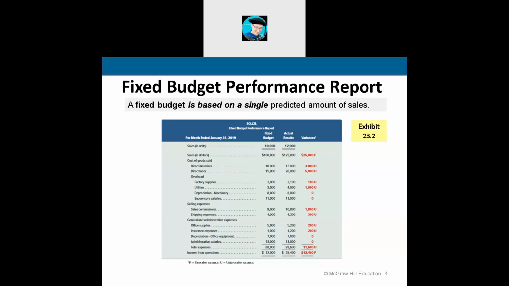You're way over on your expenses. You're 11,600 over. But your net income is higher than what you said it was going to be. That's a good thing. So remember, when the money coming in is greater than expected, that's favorable. But when the expenses going out are higher than what you expected, that's unfavorable. So that's how variances work. And so that's an example from a fixed budget approach.